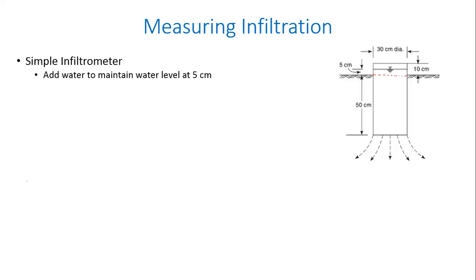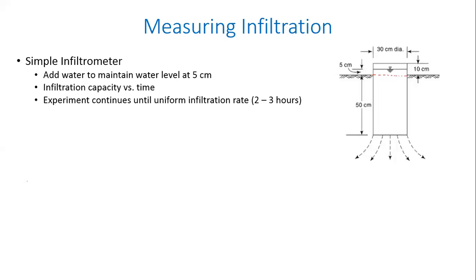So I can very easily estimate the infiltration rate depending on the amount of water that I add in the time interval. Then I know how much infiltration has happened in that time interval, right? So then you keep doing this, and then you get an infiltration capacity versus time plot, right? What you do is you keep doing this until you get a uniform infiltration rate, right? Remember this. So the plot will look something like this.